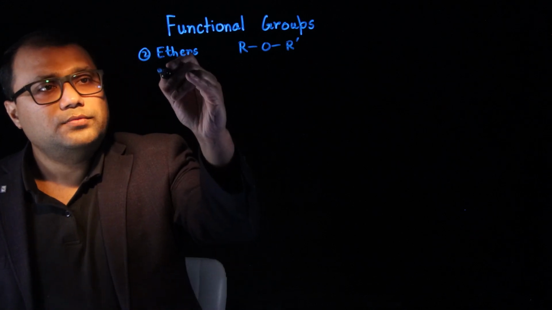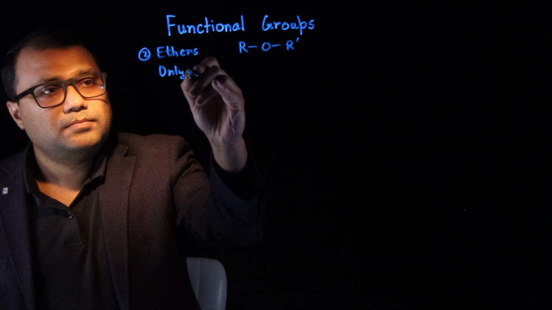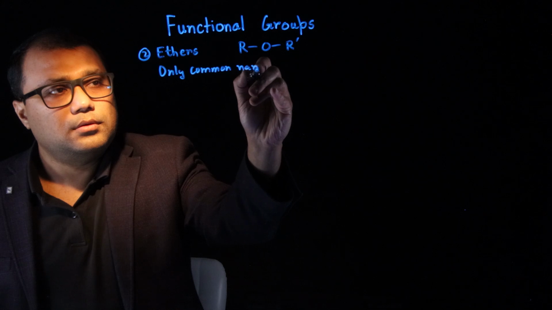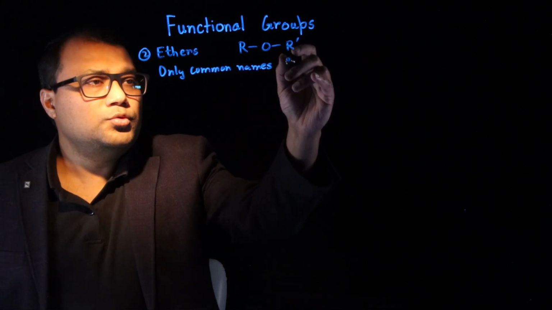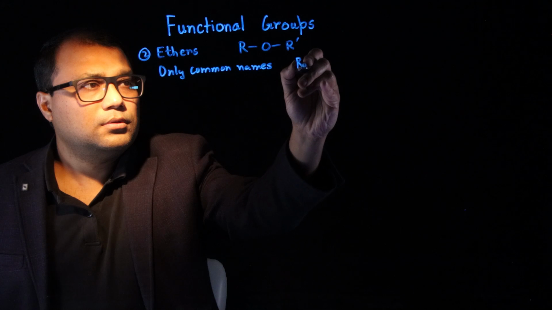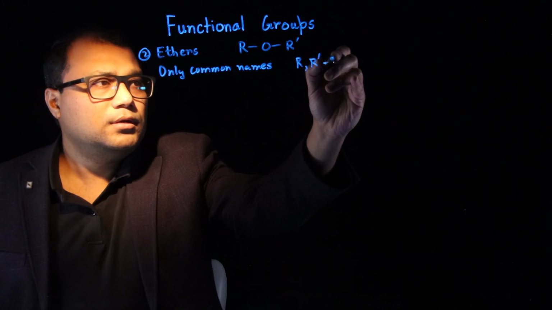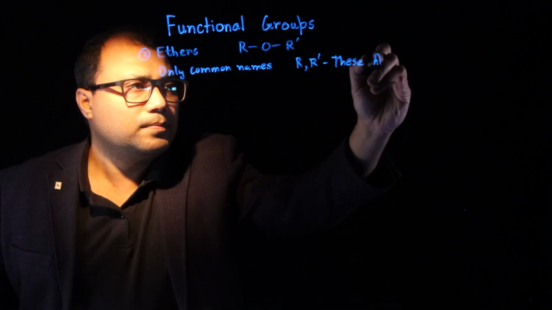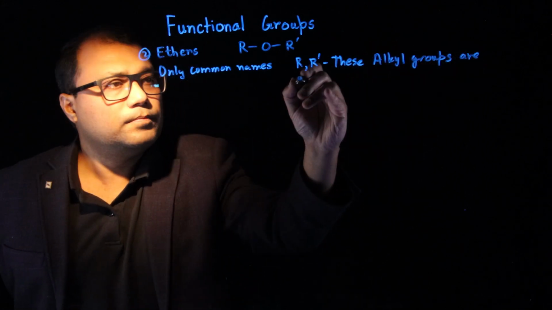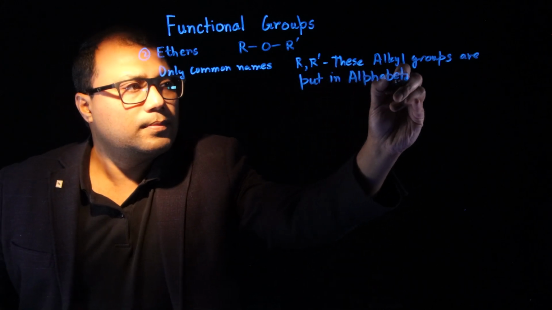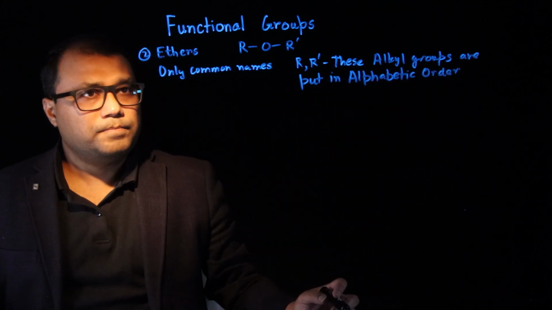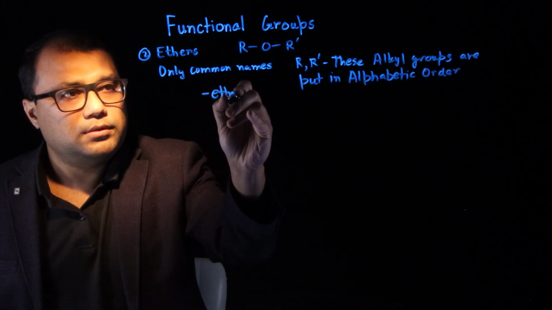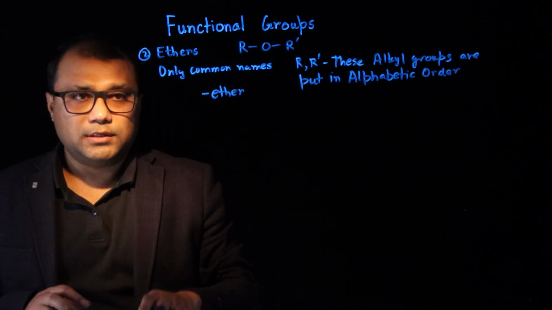So for ethers, we only have common names. These two alkyl groups, R and R dash, are put in alphabetic order. And the ethers end with ether. Okay, let's take some examples.